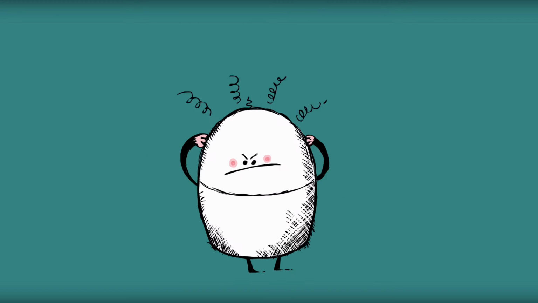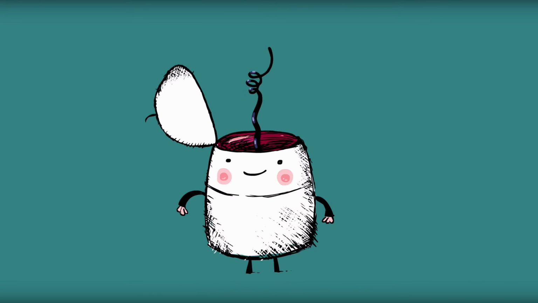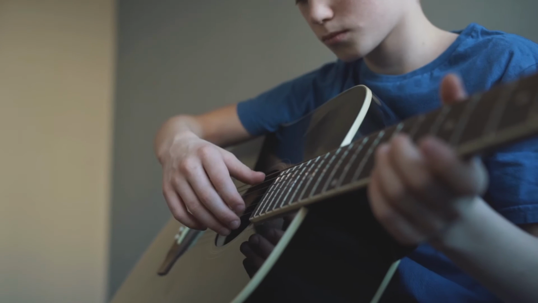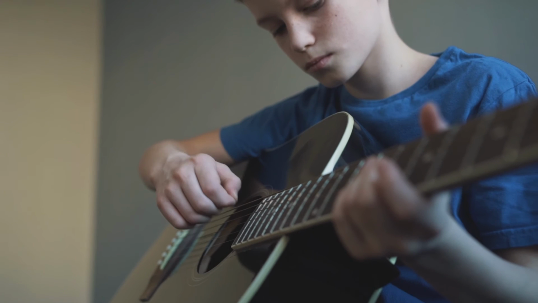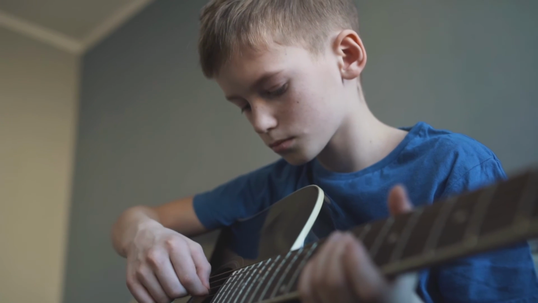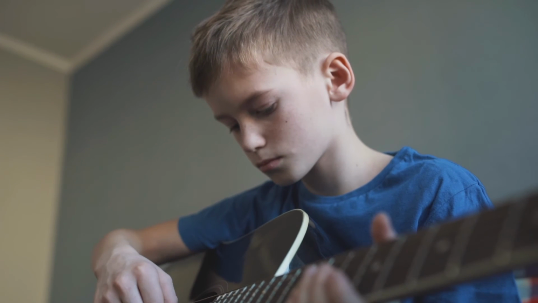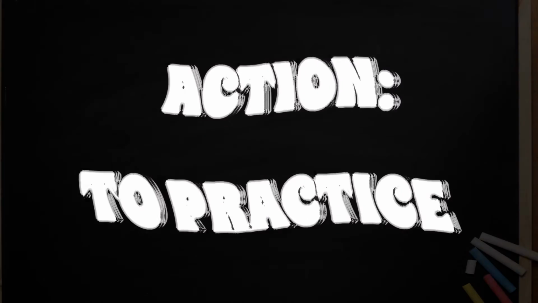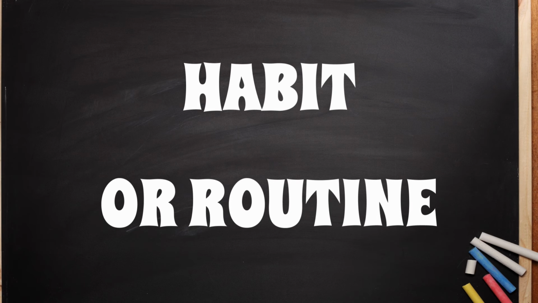Now, we have to think about something Joey can do. Let's see. Okay, let's say Joey can play the guitar. But to get any good at it, he must practice. He needs to practice a lot. So now we know what the action Joey does to play the guitar well. He practices. This is a habit or a routine Joey does.